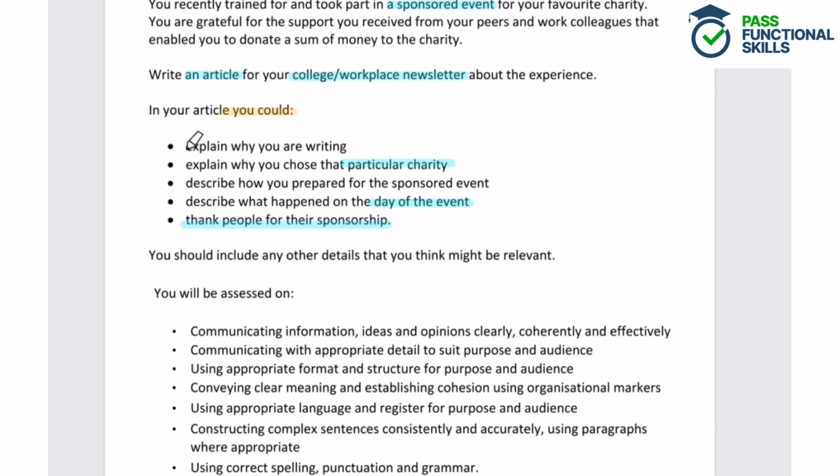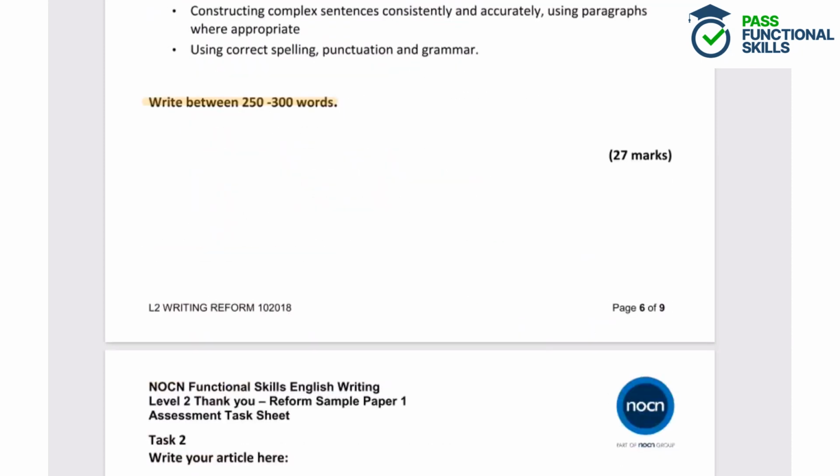So we've explained the reasons for writing, why we chose the charity, how we prepared for the sponsored event, what happened on the day, and we've thanked people for their sponsorship. Let's take a look at how this has been done.